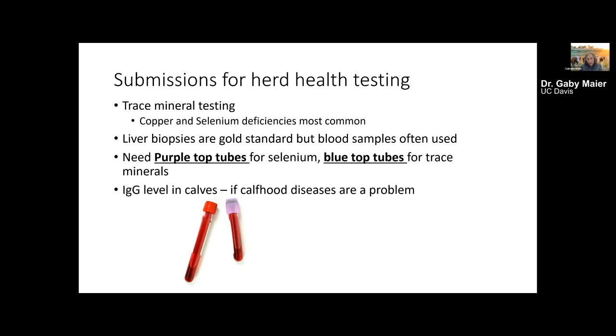And another idea is to test calves for IgG levels. This has to be done within the first week of life. And this could be the case, or that you may want to think about this if you have a lot of calf-hood diseases, such as diarrhea or respiratory disease, where you're just struggling with it, and you've kind of tried everything, but you don't really know what else it could be.